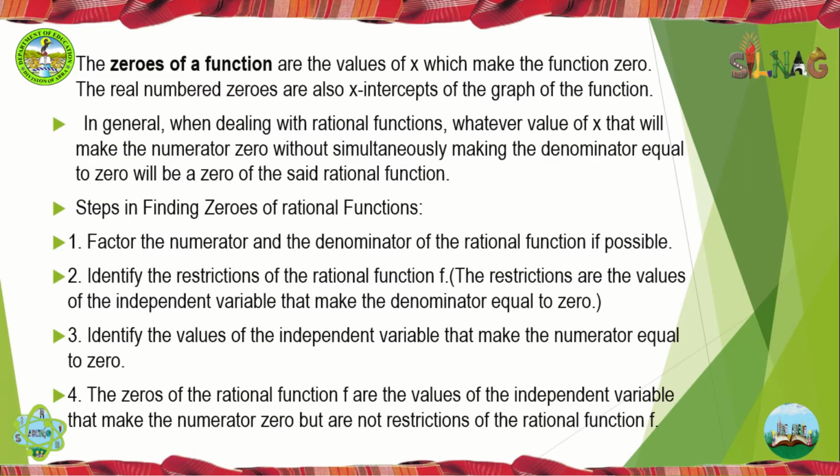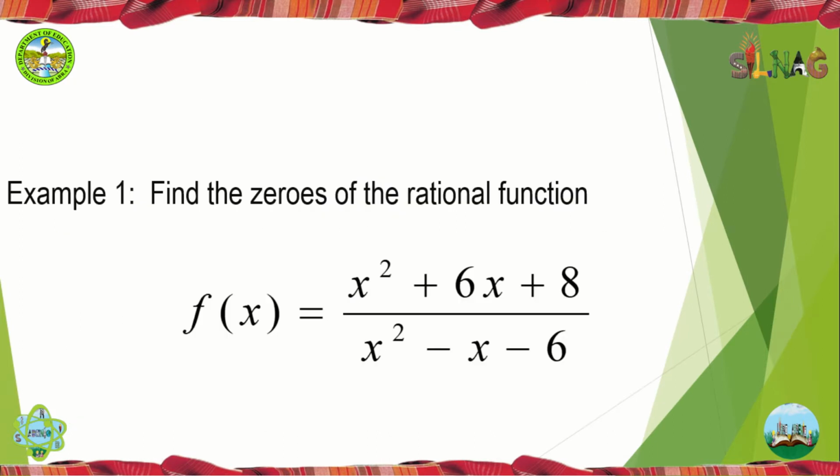The restrictions are the values of the independent variable that make the denominator equal to 0. 3. Identify the values of the independent variable that make the numerator equal to 0. And number 4, the zeros of the rational function f are the values of the independent variable that make the numerator 0 but are not restrictions of the rational function f. Let us have our example number 1.